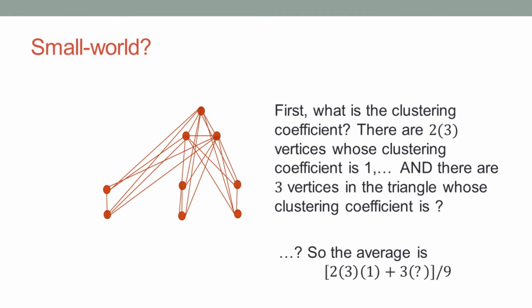Now, what about the clustering coefficient of each of the vertices in the triangle? Recall, for the clustering coefficient of the graph, we add the clustering coefficient of all of the vertices and then divide by the total number of vertices, so we're just taking the average. So what is the average in this case? Well, so far, we know that there are 6 vertices from below whose clustering coefficient is 1, so we've written this down below. And there are 3 vertices whose clustering coefficient we haven't determined yet. And then we're going to add that up and divide by 9.